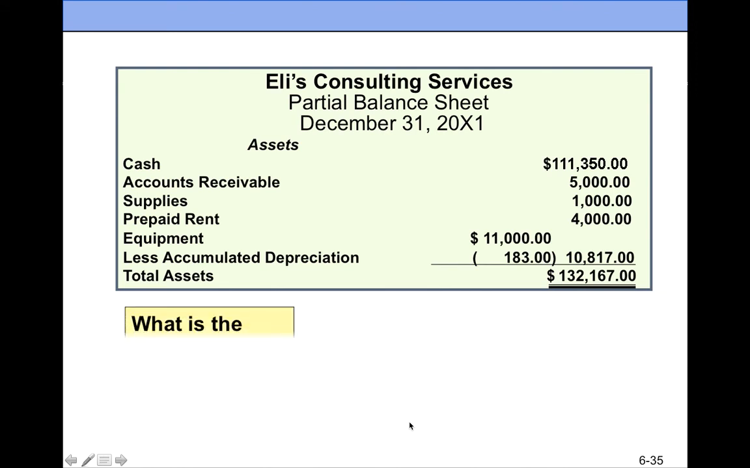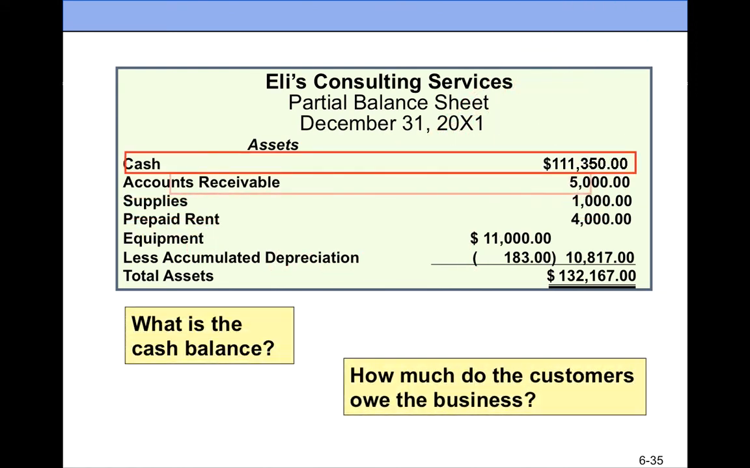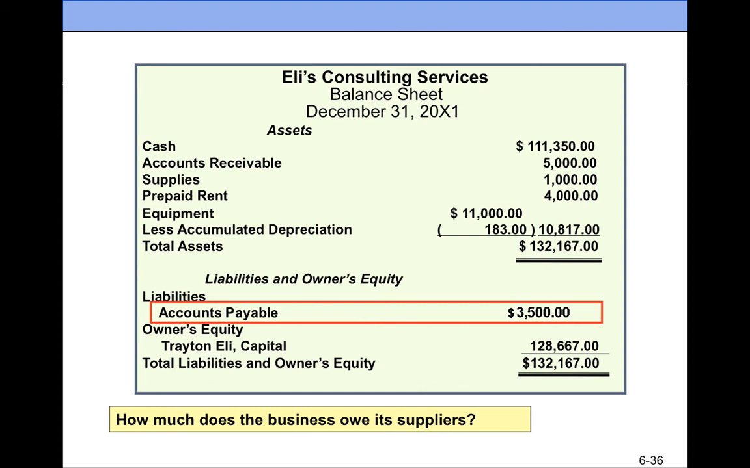And so, like, what is the cash balance? You can see it right here. How much money do customers owe me? That's the amount of accounts receivable. How much money do I owe to suppliers? And then you can take it to the next level. You can actually look at cash and look at accounts payable and say, well, is the business solvent? Does it have enough cash to pay for its accounts payable? And that's a little bit deeper analysis, and we can see we have plenty of money to pay for my accounts payable.